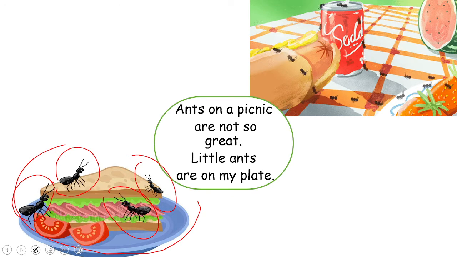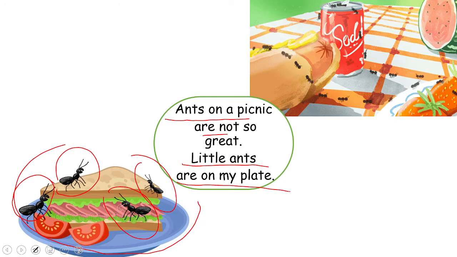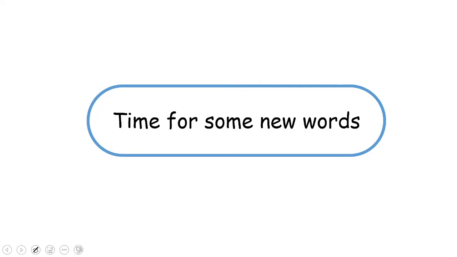So, can you spot the sound of A? I'm going to say it again. And when you spot the sound of A, आपने अपनी टीचर को hand raise करके बताना है. Ants on a picnic are not so great. Little ants are on my plate. We are done. So, as you can see that we use the sound of A. In the whole poem, I use the sound A very frequently. आप लोगों ने भी ये poem जो है इसको relearn करना है, दोबारा सुनना है और इसको enjoy भी करना है. Moving on, we have some few new words.